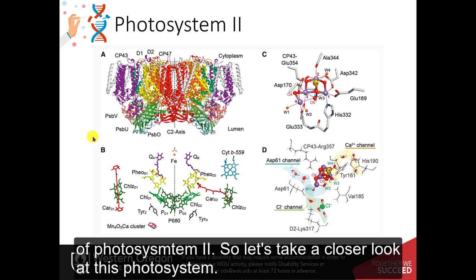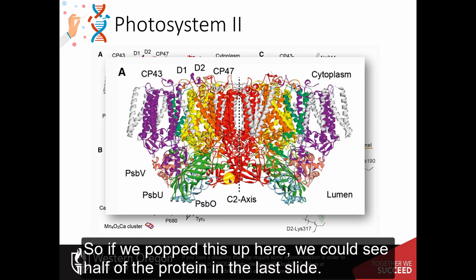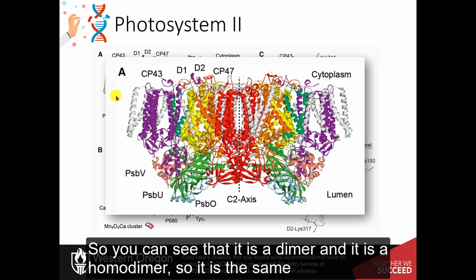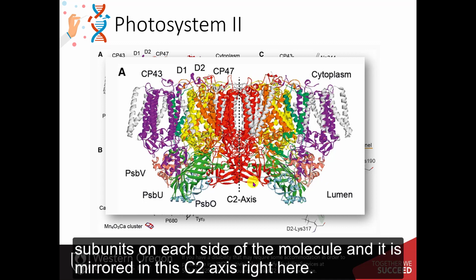So let's take a closer look at this photosystem. So if we pop this up here, we could see half of the protein in the last slide. So you can see that it is a dimer, and it's a homodimer, so it's the same subunits on each side of the molecule, and it's mirrored in this C2 axis right here.